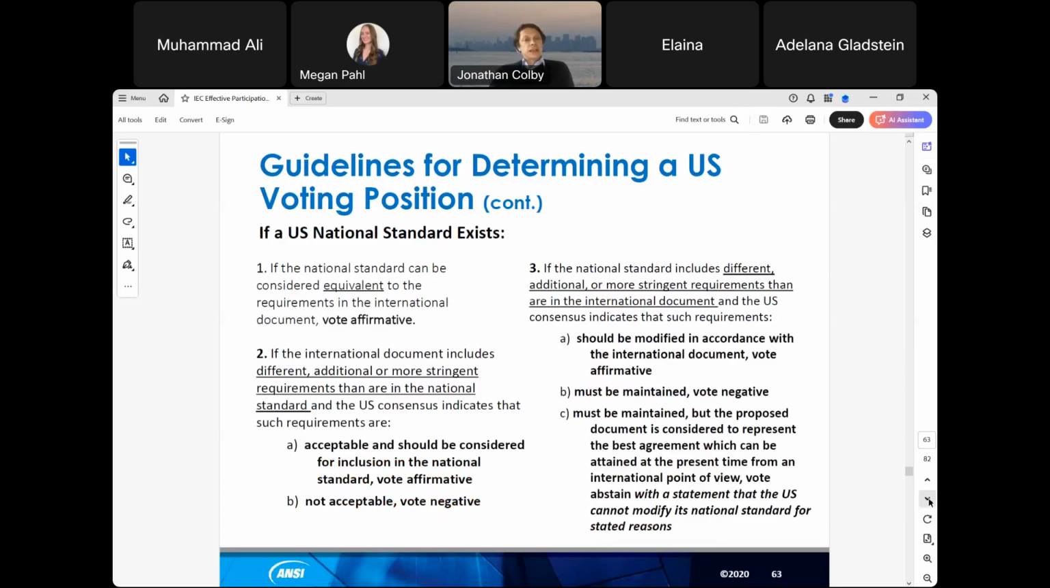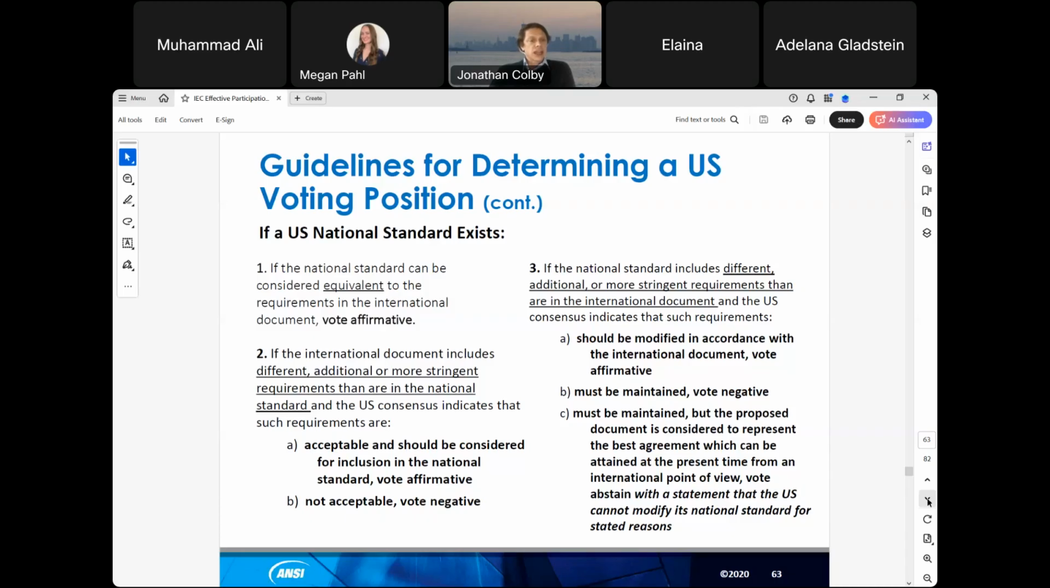Now, there are some specific guidelines for determining a U.S. voting position if a U.S. national standard does exist. We note that if a national standard can be considered equivalent to the requirements in the international document, it's recommended to vote affirmative.